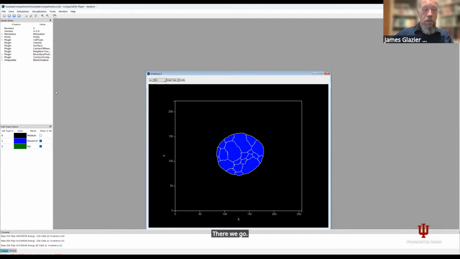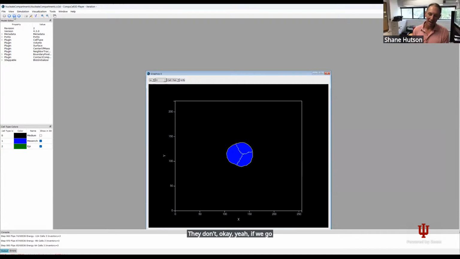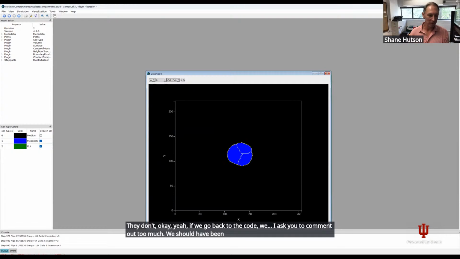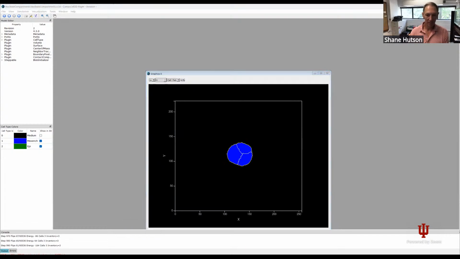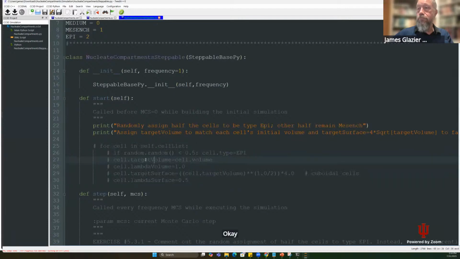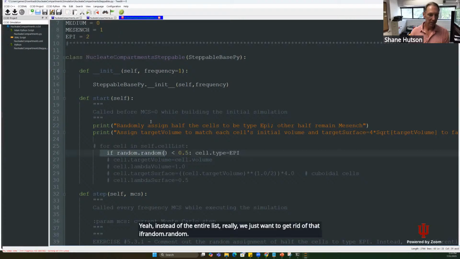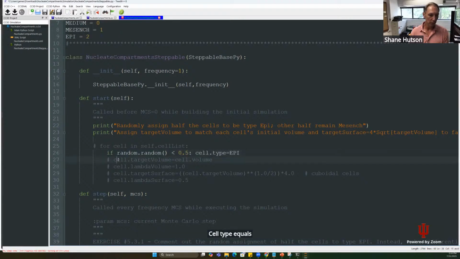All right. Looks like they don't have a target volume. Okay. Yeah. If we go back to the code, I asked you to comment out too much. We should have been a little bit more judicious in what we commented out. Instead of the entire list, really we just want to get rid of that if random cell type equals epi. That's the one we want to get rid of, and all the other ones should be okay.